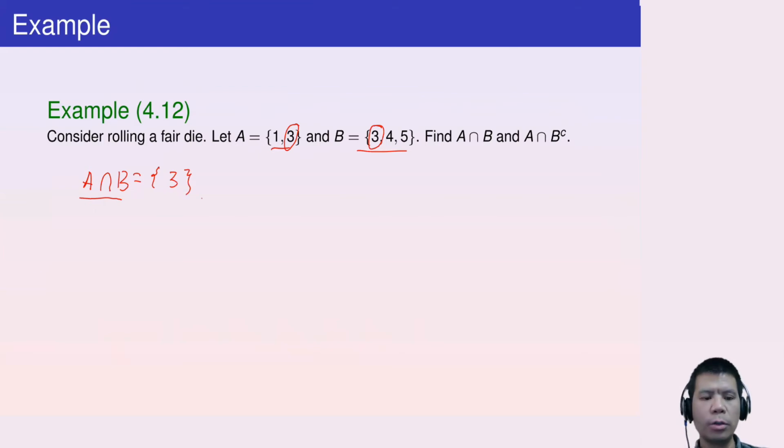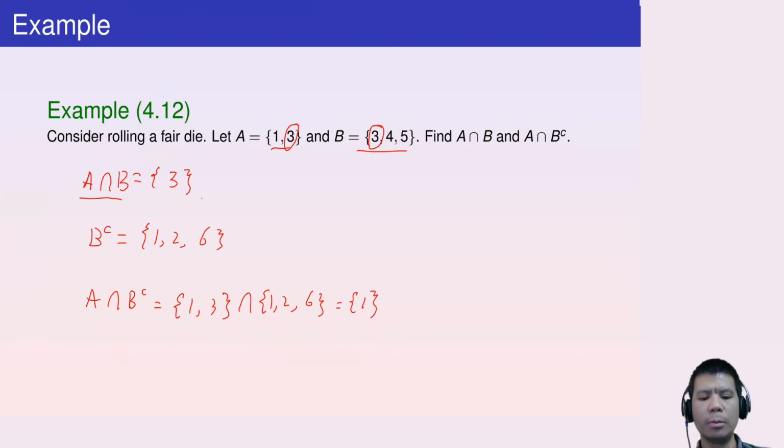Okay, and also B complement, as we already found, is {1, 2, 6}. Therefore A intersect B complement is {1, 3} intersect {1, 2, 6}. So that is simply 1, right? Simply 1. So 1 is the common value. Okay, so that is the intersection of A and B complement.